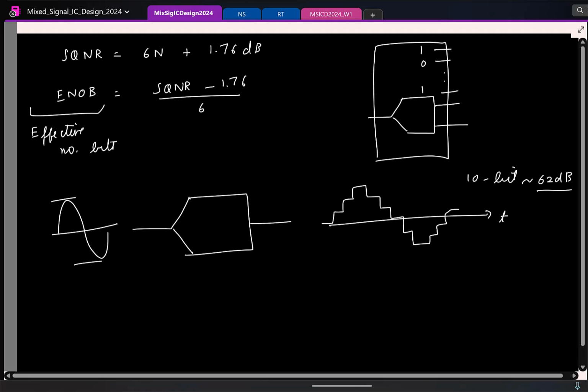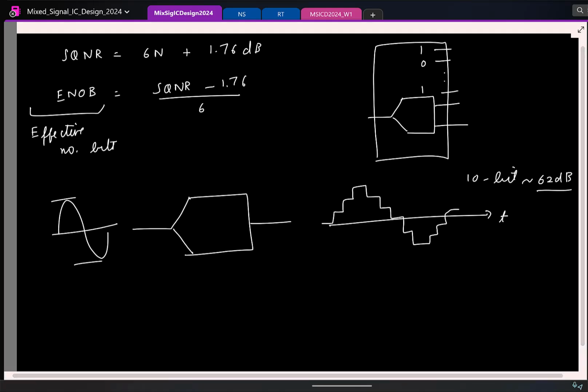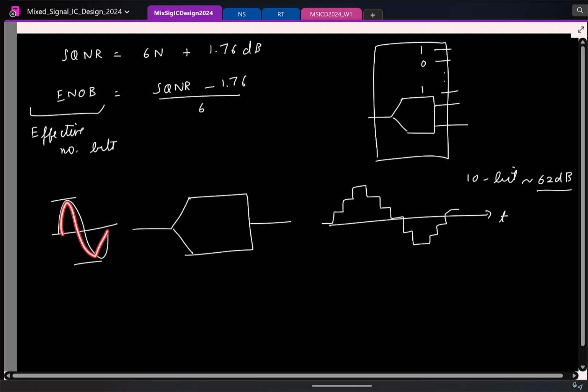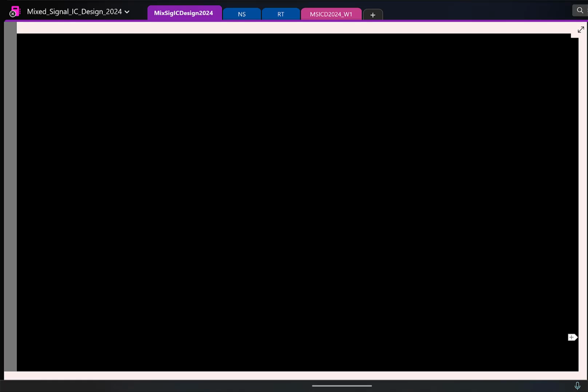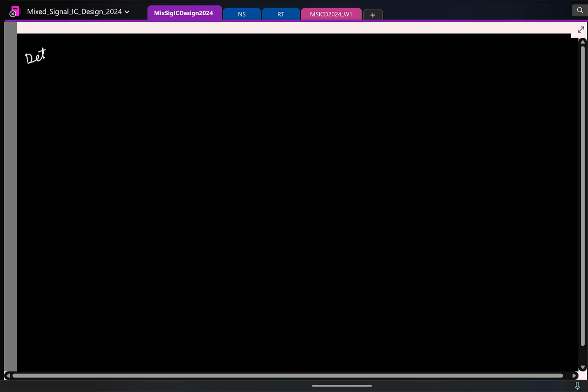As you see, with respect to ADCs, we are dealing with both a sinusoid, which is a deterministic signal, and quantization noise, which is a random signal. So we'll do it for both of these. Let's start with deterministic signals. You know what a deterministic signal is: its value at any time instant is known a priori, right?